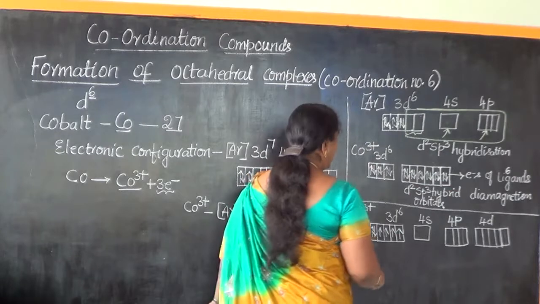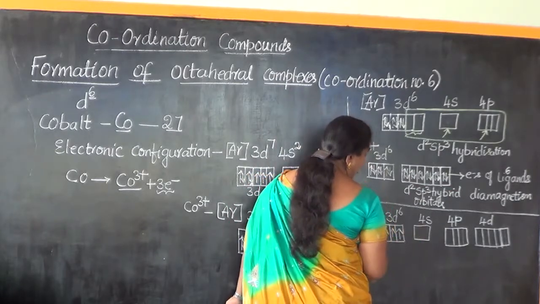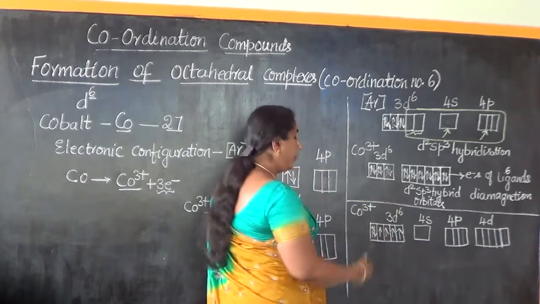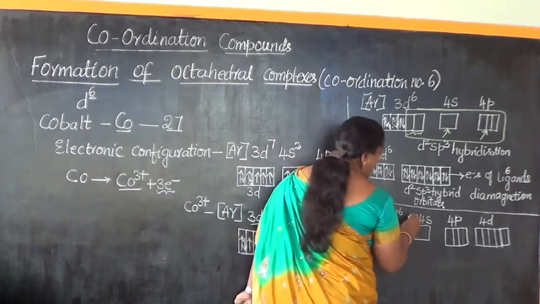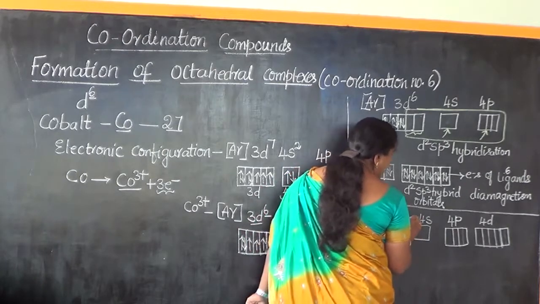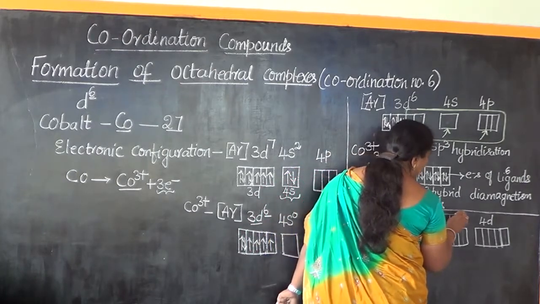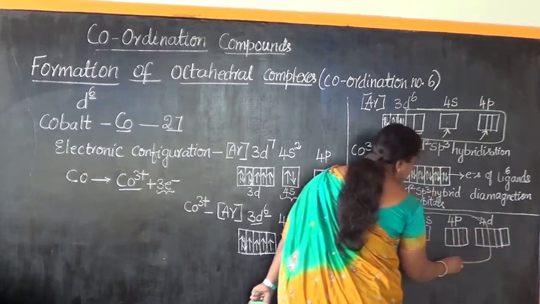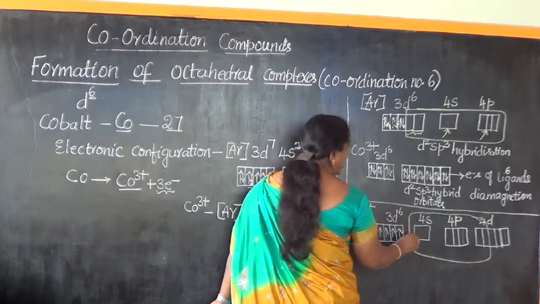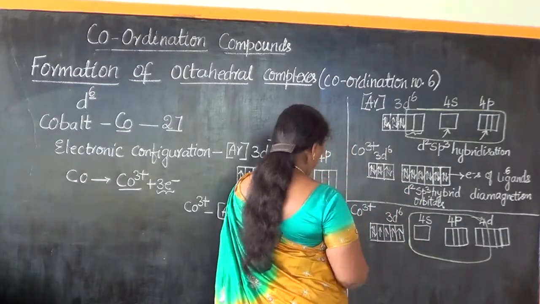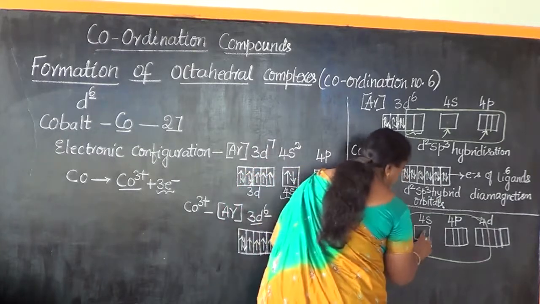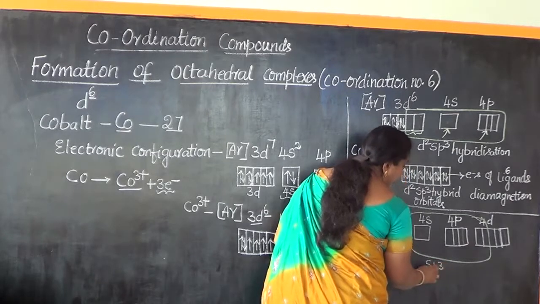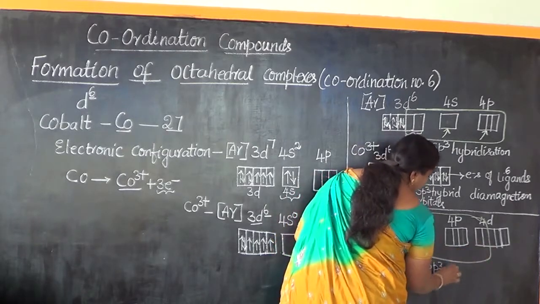The weak ligands will not touch the d orbitals, will not force the 3d electrons to pair up, they remain as they are. Now what happens is that this 4s and all the 3 4p and 2 of the 4d orbitals will be utilized for undergoing hybridization. Now what type of hybridization will this be? S and then 3 of the p, so p3, and then 2 of the d.